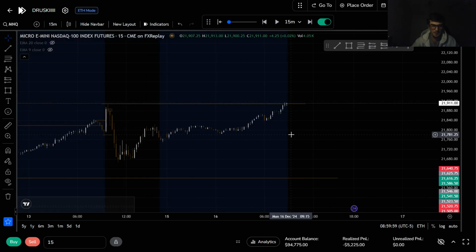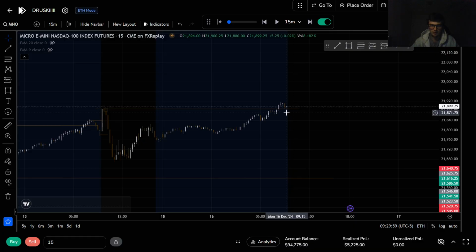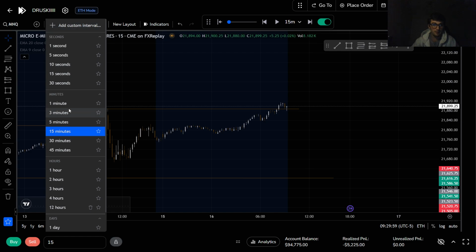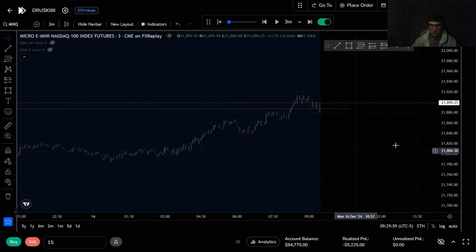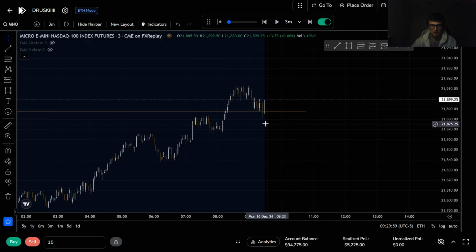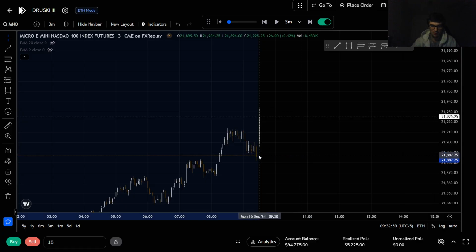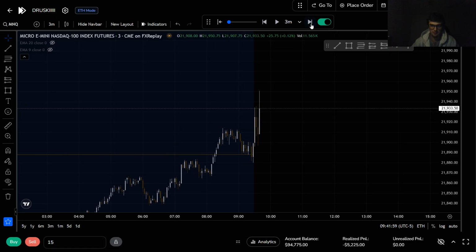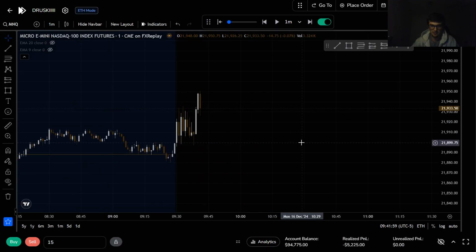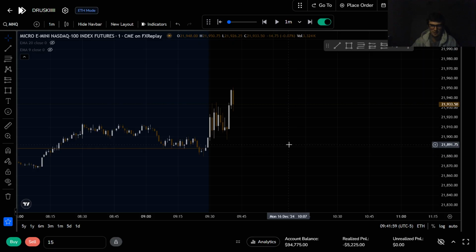So let's see. 15-minute chart. It is now 9:15 on Monday, December 16th. That's my birthday. So let's see what happens from here. 9:30 candle. Bam. All right, so we have closed very strong on the 9:30 candle. Let's see if there's any manipulation going on. 9:39. It's permissible to take a trade now. So let's see what happens.